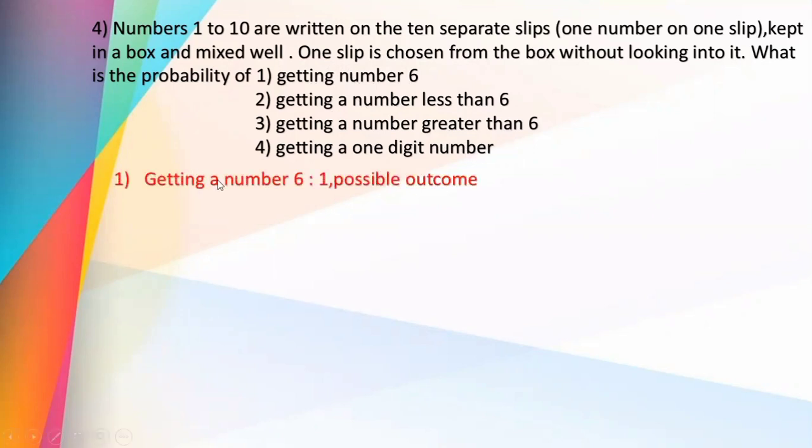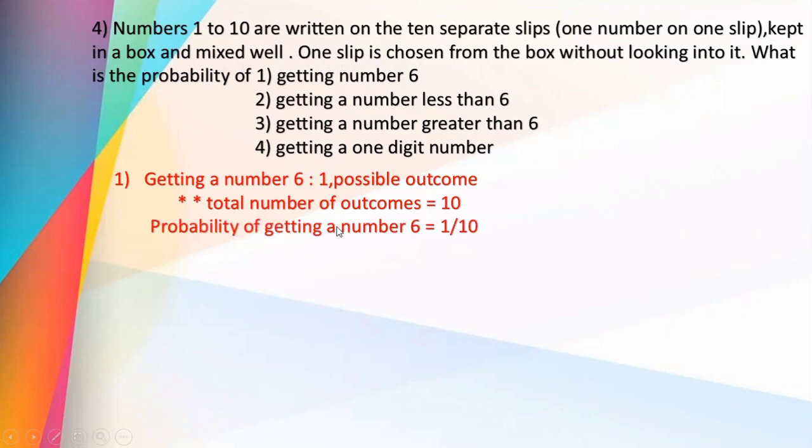First one, getting a number 6. From the numbers 1 to 10, only one 6. So, one possible outcome. Total number of outcomes is 10. Now, probability of getting a number 6: number of outcomes that make an event divided by total number of outcomes. Total number of outcomes is 10, possible outcome is 1. So 1 divided by 10 is the answer.